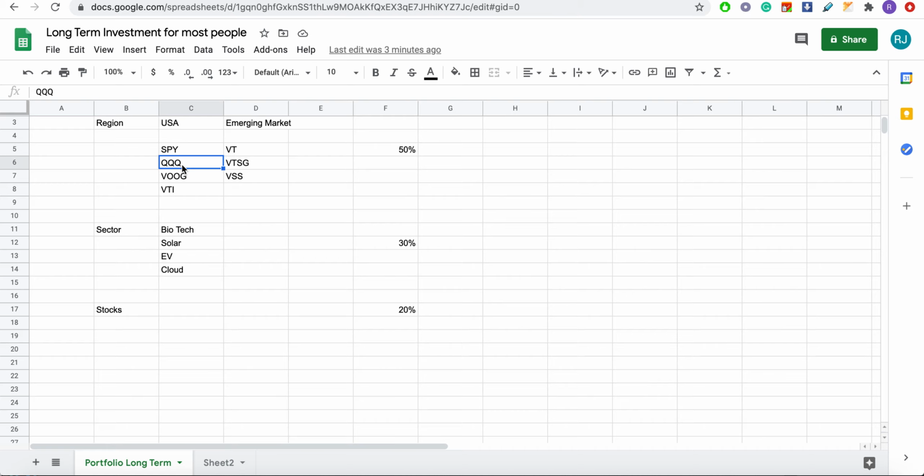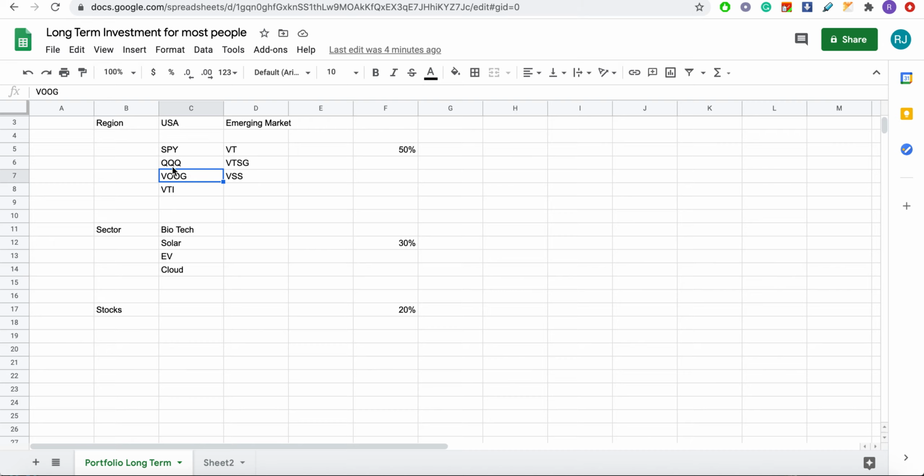QQQ is very tech heavy. SPY is everything, QQQ is tech heavy. VUG is growth companies, companies which are growing, like Roku, Square, even PayPal, and things like that, and a lot of those.